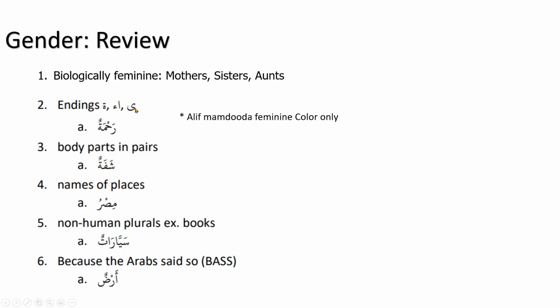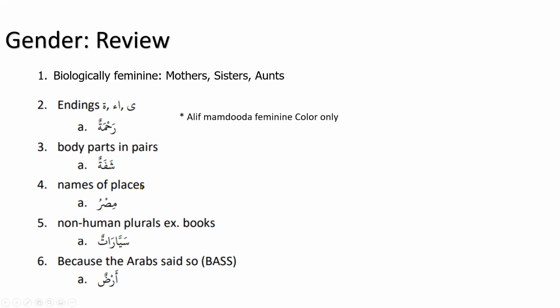Alif maksura looks like a ya but without the dots. And these are also, most of the time, not always, feminine if it is preceded by three letters and the fourth letter is alif maksura. Then we talked about body parts in pairs. We have a chart, and I hope that you have gone through the chart and memorized it. Body parts that come in pairs, even if you're talking about one of them, are feminine, and two of them is always feminine.